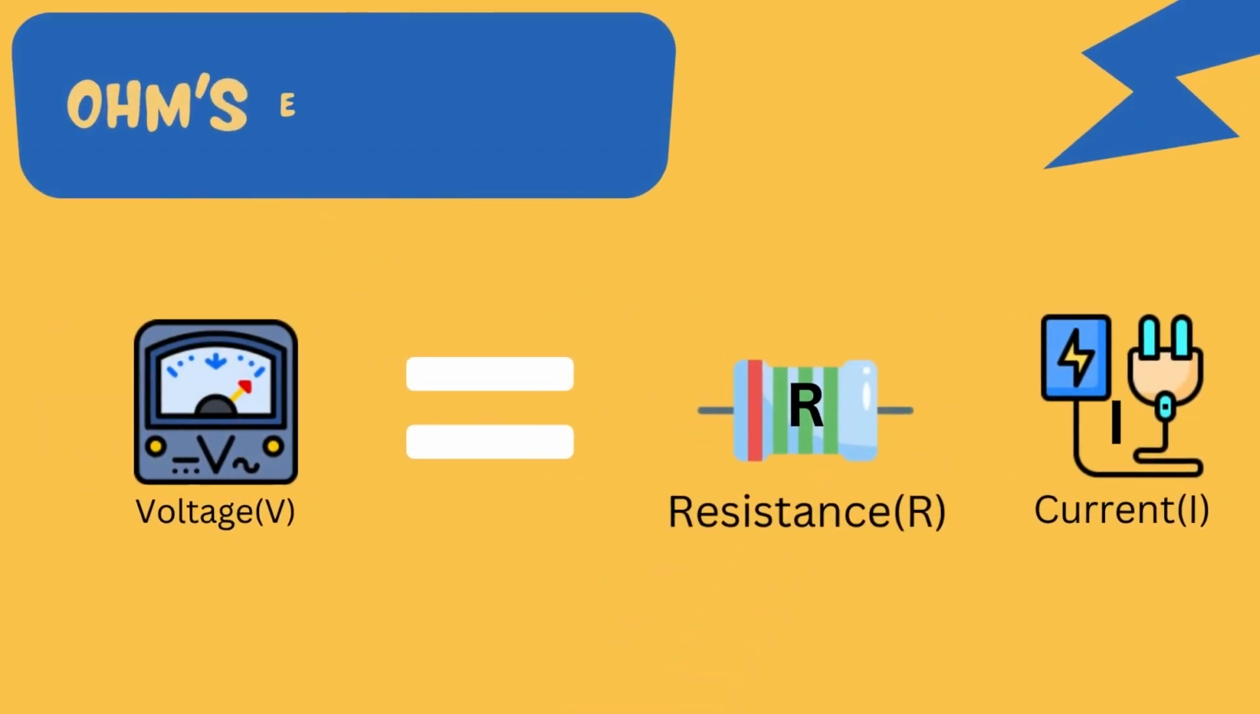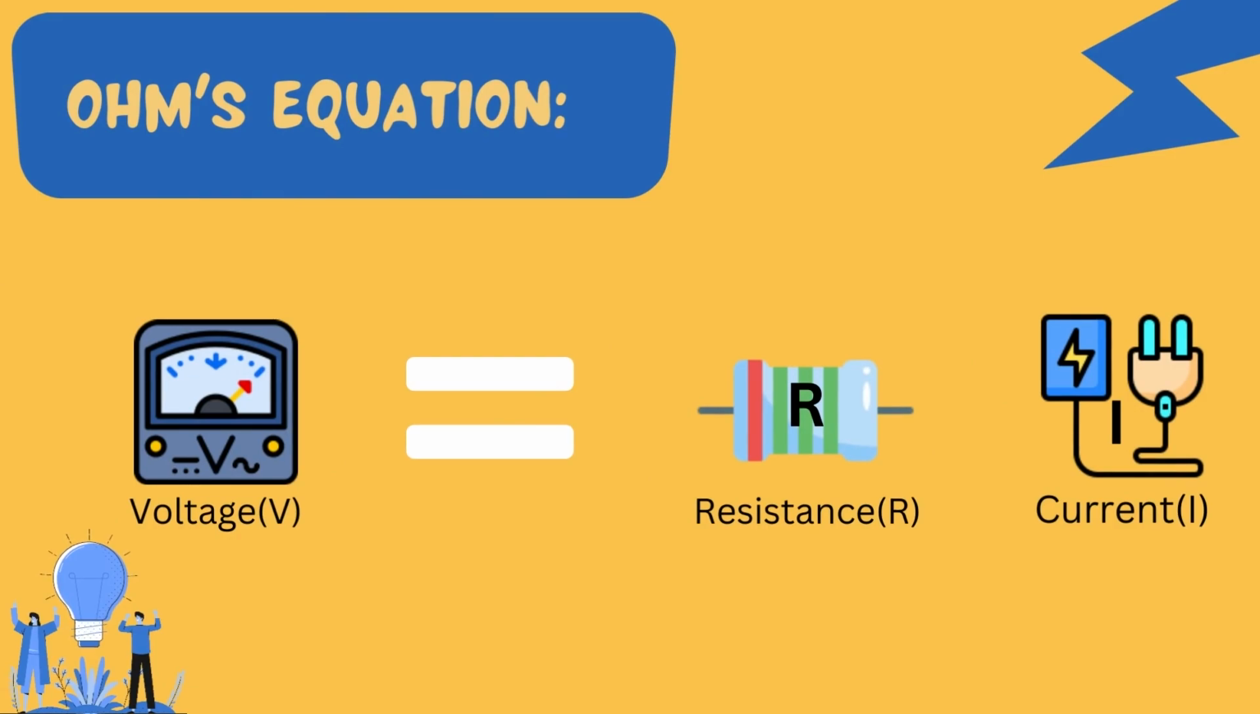In Ohm's equation, voltage is equal to the resistance multiplied by the current. And we will be looking at each component individually to better understand what they mean and also learn how to calculate each by using and rearranging Ohm's law.